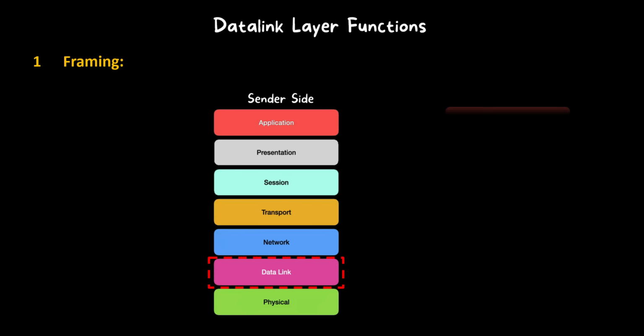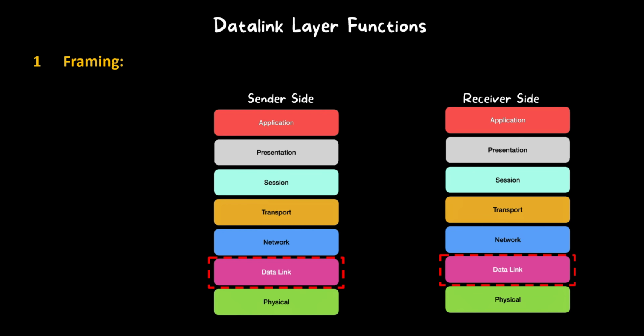Now let's talk about the functions of the data link layer. Point number 1 is framing. We know the data link layer exists in between the network layer and the physical layer. The network layer manages the IP address part and the physical layer manages the physical connectivity. So what is the function of the data link layer in between? When the data is passing through the network layer, it is called packets.